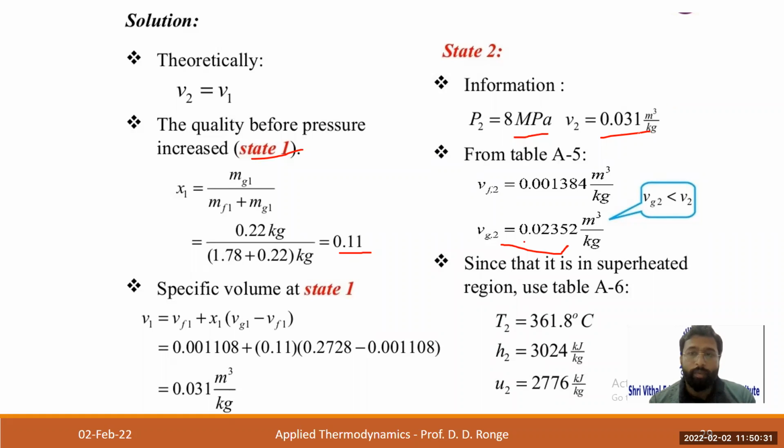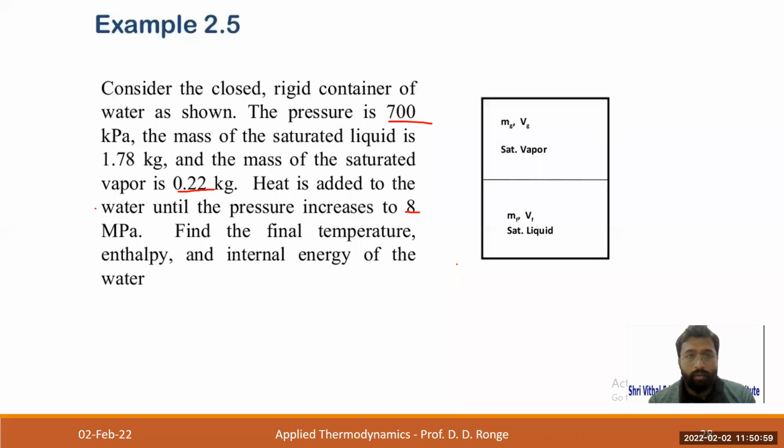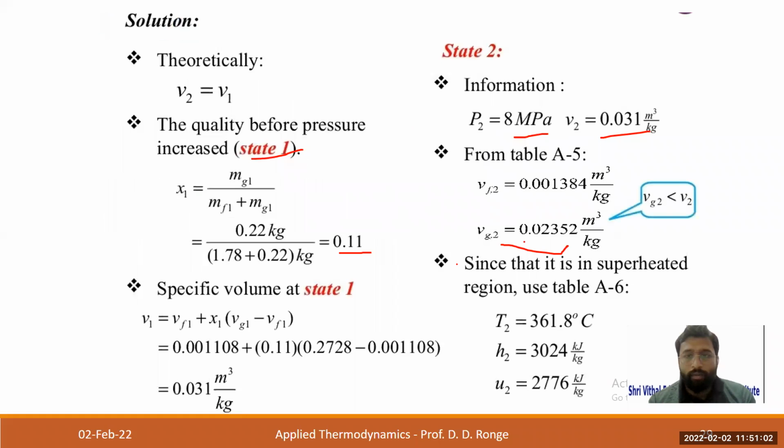If this property is greater than VG, that is, greater than the dry saturated condition, then it lies on the right side of the saturation curve, which is the superheated region. So we can say it is superheated steam. Now, for the temperature, we have to go to the superheated tables.